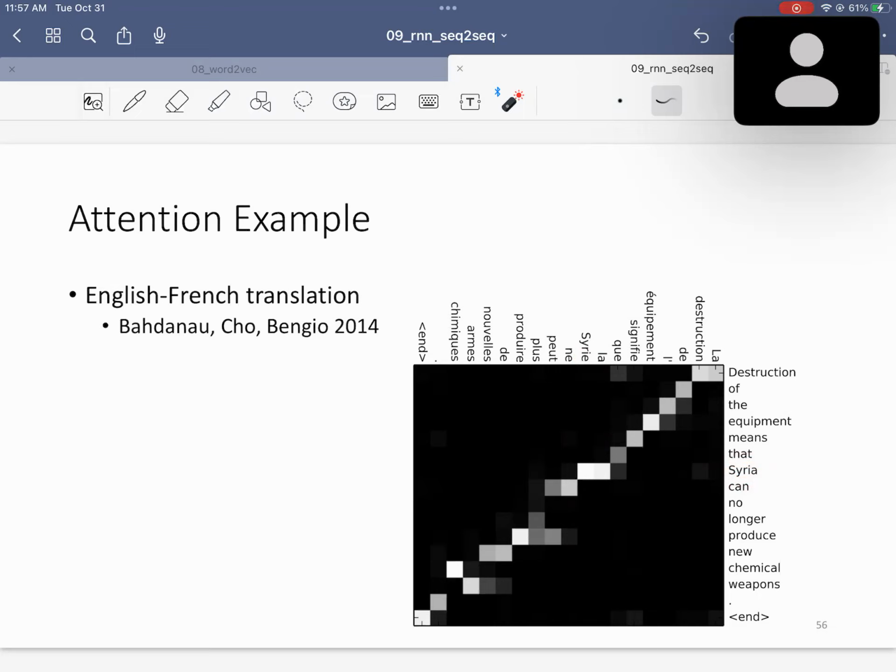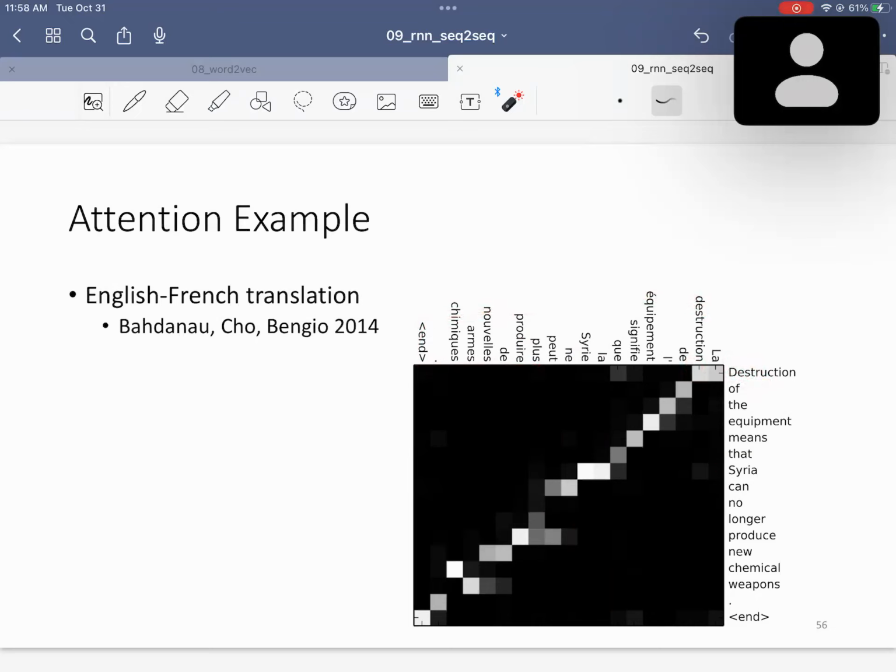And let's see. Yeah, I'm not sure why "plus" has two equally weighted words in the longer output, but I don't speak French, so I don't know. But anyway, by looking at this, you can see that the English-French translation is probably working okay, because it understands the word alignment between the two.